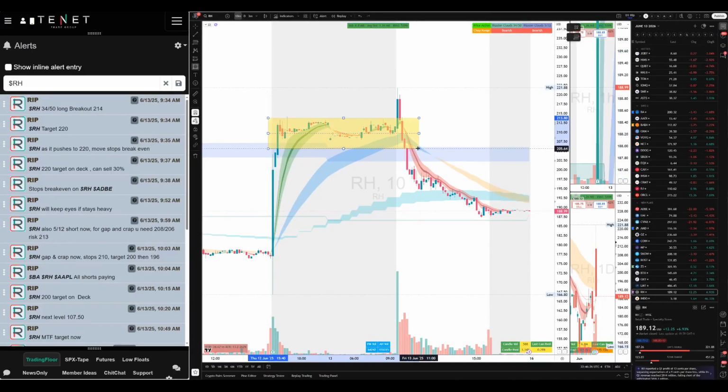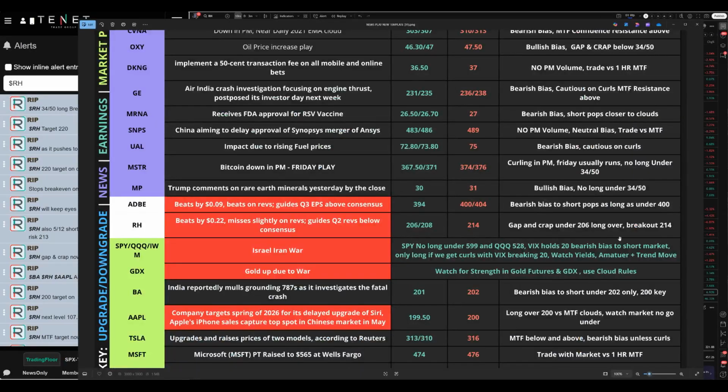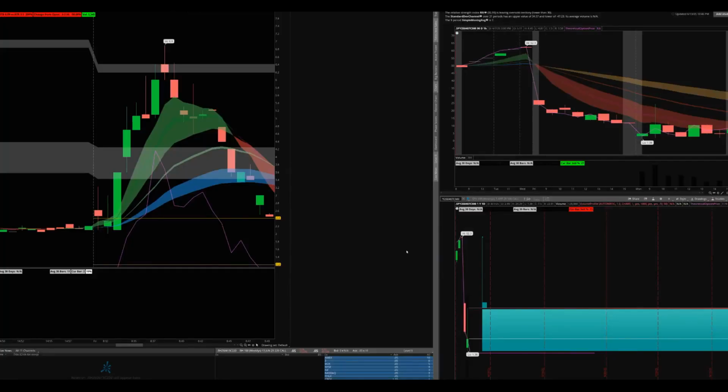So let's look here. You can see that once that 206 level that I mentioned in the pre-market broke down, down it goes, right? Down it goes, 206 level. So now let's see why it's so important to be fast on the Lotto options. Every Lotto option you trade is 100% risk.